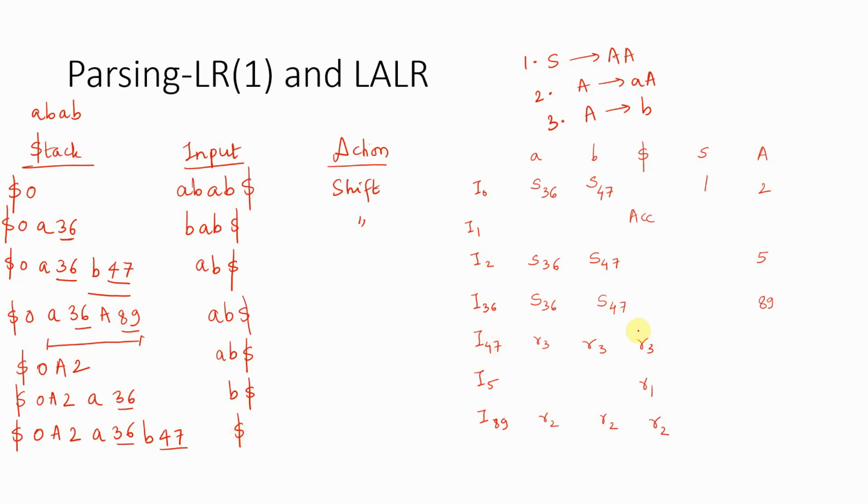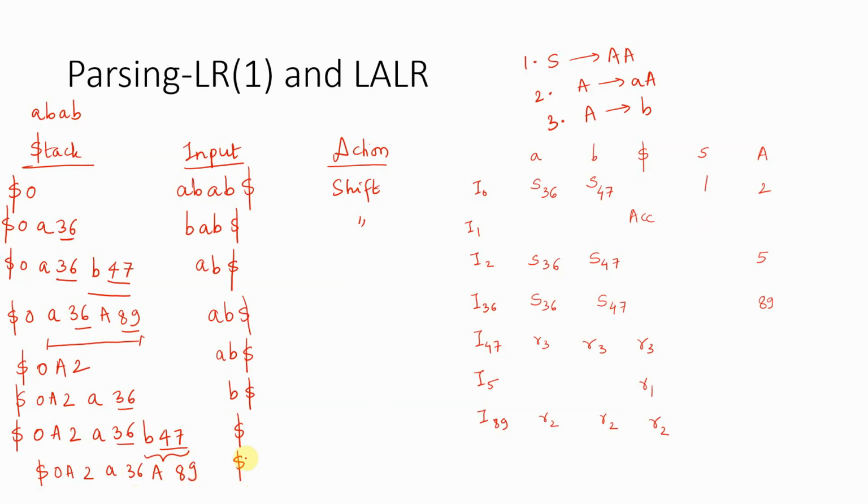47 on $ is R3. Okay, how many symbols are there here now? There is only one symbol. So pop off 2 symbols and write the non-terminal. So in place of this 47 and B, I'll write the non-terminal A. So you will get $0A 2 A 36 and A, and then immediately check for the entry of 36 on A. 36 on A gives you 89. So I'll write 89 here, and this will be $.